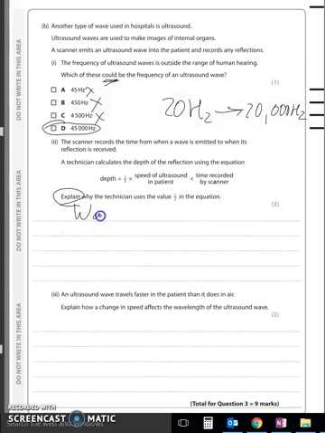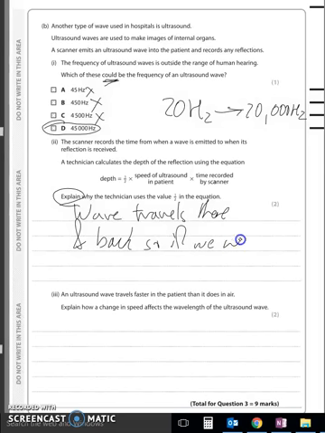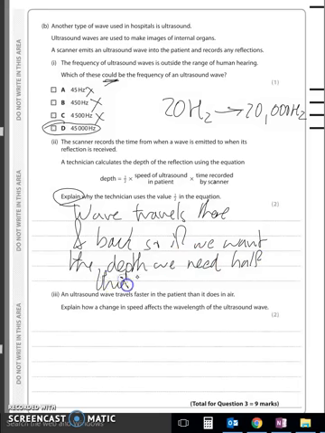So we say wave travels there and back. So if we want the depth, we need half this distance. You could also say depth is half total distance, or time to target, what they want to measure, is half the total time traveled. As long as you're getting it in that you need half the distance.